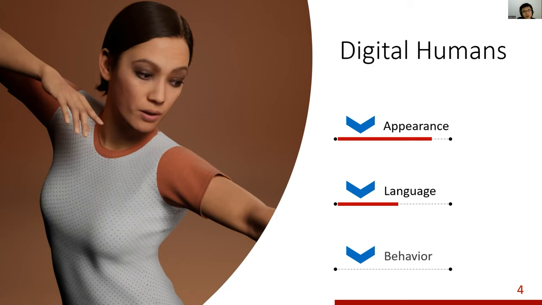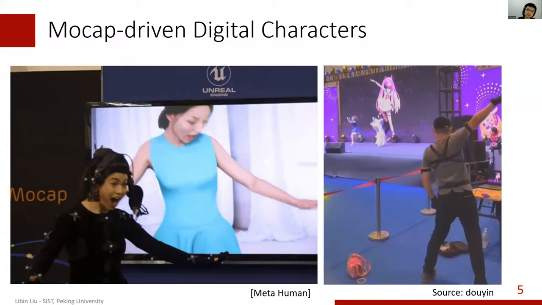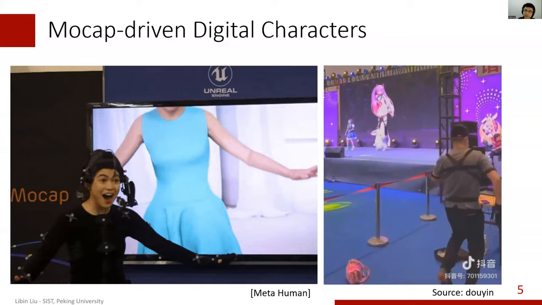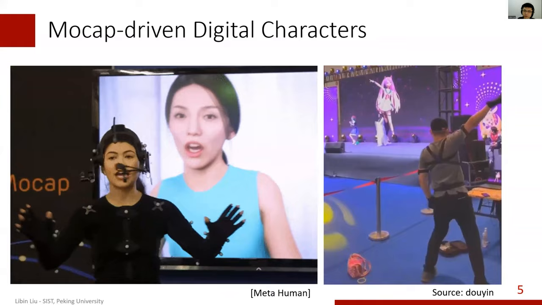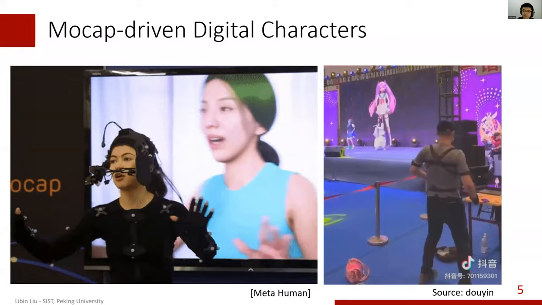And the last is behavior, which is related to motion. This one matters to me because I'm doing character animation. From my point of view, the techniques to create behaviors for digital characters are still far behind the progress of other domains. Many companies have published digital human products, but to achieve realistic digital human animation, they often require a person behind the digital character who performs the motion, which is then captured using motion capture devices and transferred to the character.